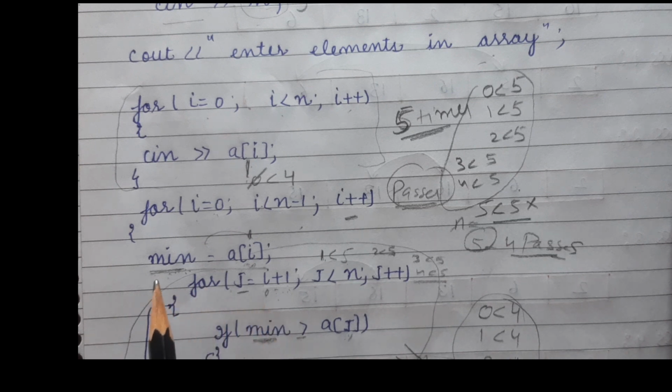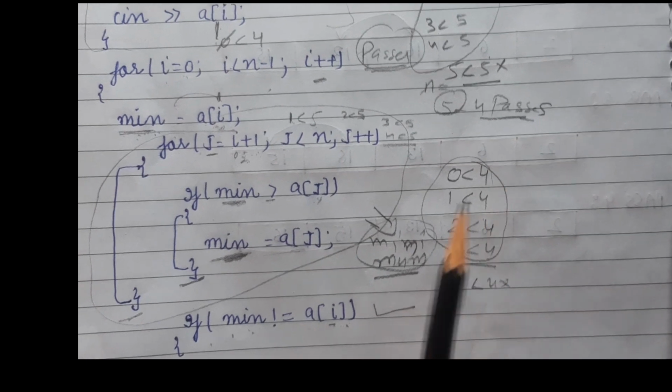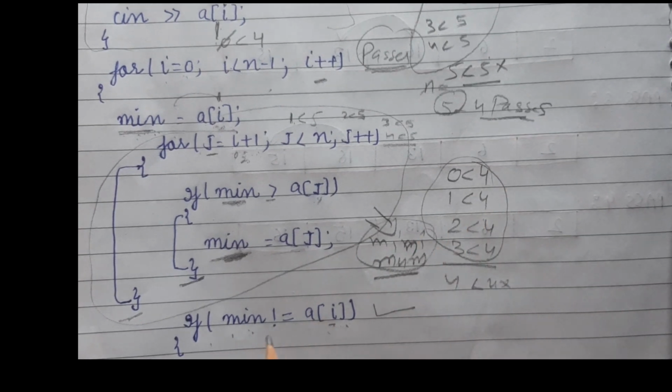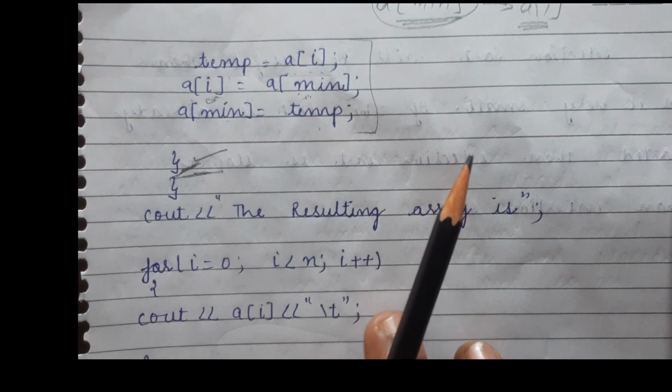Now in the minimum variable, which element goes? a of 1 will go. Now j starts from 2, because 1 plus 1 is 2. Now we compare a of 1 with a of 2, a of 3, a of 4. We compare with all elements and find out the minimum element from the array. And after that, we check the condition. If minimum is not equal to a of i, then again we perform the swap operation by using the temp variable.